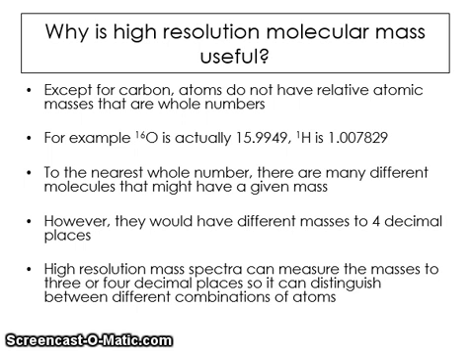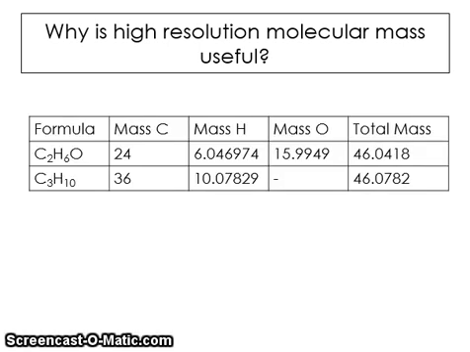So this can be a bit confusing, so it's best if we look at an example. If we look at the next slide, for example here we have two chemicals which would have the same mass to the nearest whole number. To the nearest whole number they would both have a molecular mass of 46. So you've got C2H6O, which is a real molecule, that's just ethanol. The mass of the carbon in that would be 24. The mass of the hydrogen would be 6.046974, and the mass of the oxygen would be 15.9949. Now if you add all that together, you get a total mass of 46.0418 to 4 decimal places.